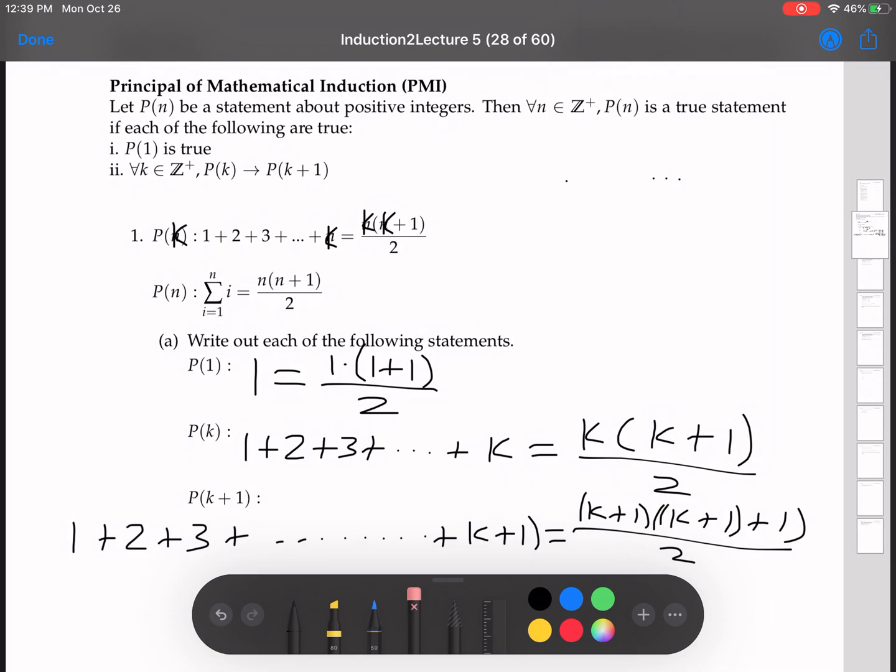Now, one thing you may notice is that what comes before k plus 1, well, that's just k. Now, if you want to include that k in the statement of k plus 1, you're certainly welcome to. You don't have to. But you'll see that over time that'll be instructive. That'll help you with your proofs.